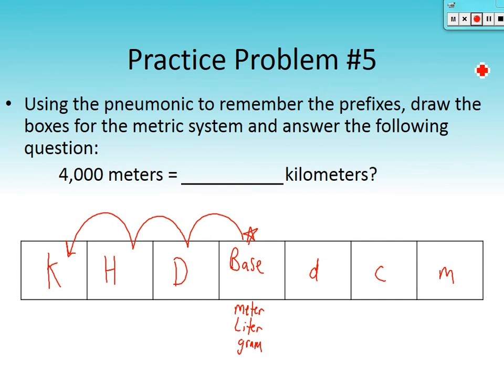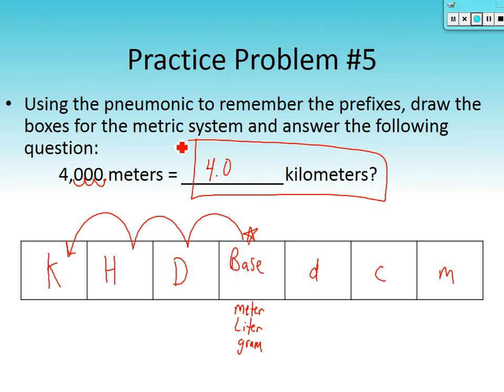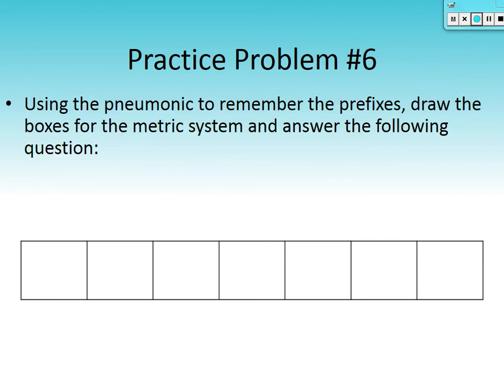Okay, so I went ahead and filled out the diagram with the mnemonic, and I've got all the prefixes in the correct order. Now let's answer the question. 4,000 meters, so we're starting here in the meter box, is how many kilometers? We want to go to the kilo box, which is over here, so that's 1, 2, 3 boxes to the left. So let's move the decimal place, which is understood right here, 3 to the left. 1, 2, 3, and that becomes 4.0 kilometers. So 4,000 meters is 4 kilometers. Hopefully you got that right.